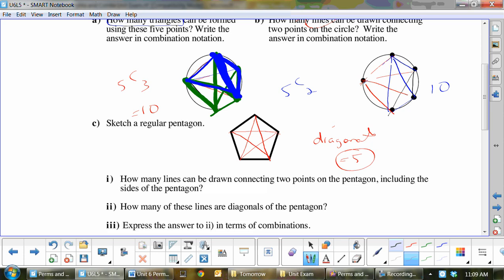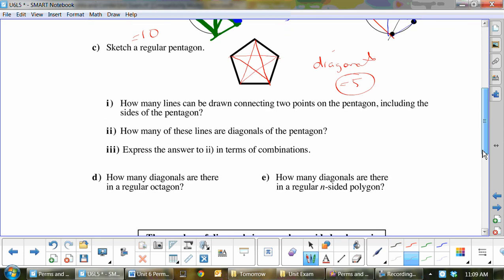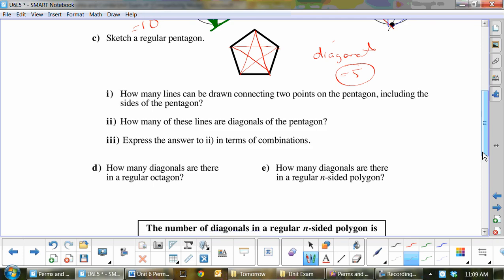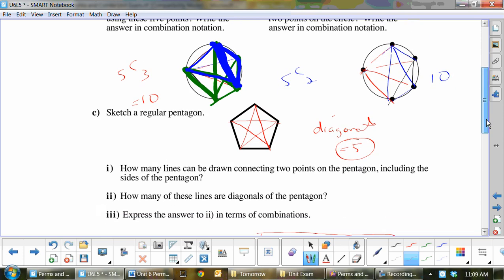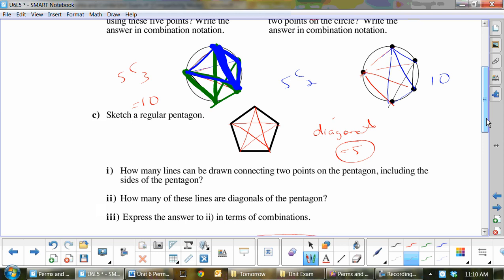Now, the question that I want you to come up with is, how many diagonals are in a regular sided polygon? Now, diagonals, and you need to know this, do not count as sides. Okay, so when we did all of the diagonals of the pentagon, including the sides, we had 10. Diagonals, we had just 5.